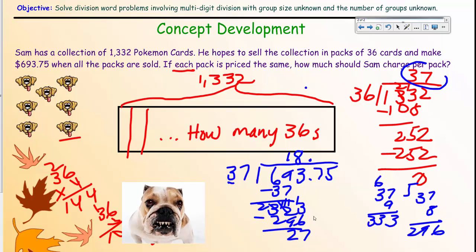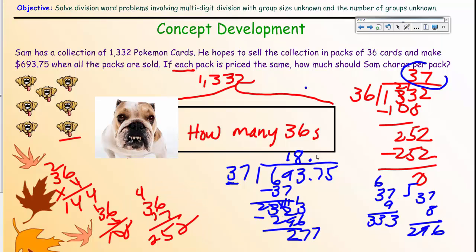Now 27 is less, so I can bring my 7 down. How many times will 3 go into 27? 9 times. Well, we know it's not 9 because we did this one here. 8 was 296, so we're going to have to go 7 times. So I'm going to choose 7, but then I'm going to figure out what it is. And that is 9, 4, 21.